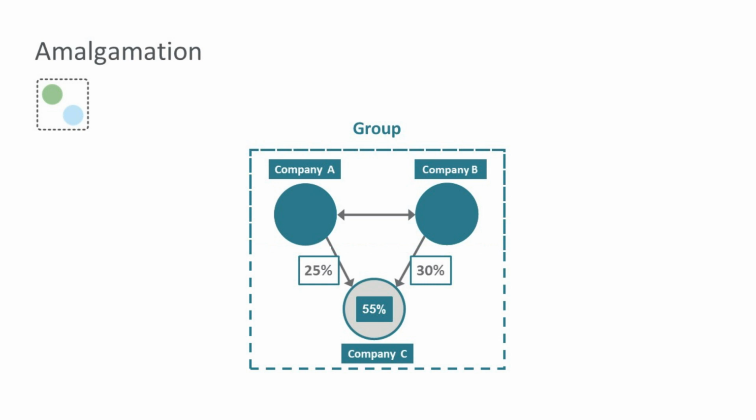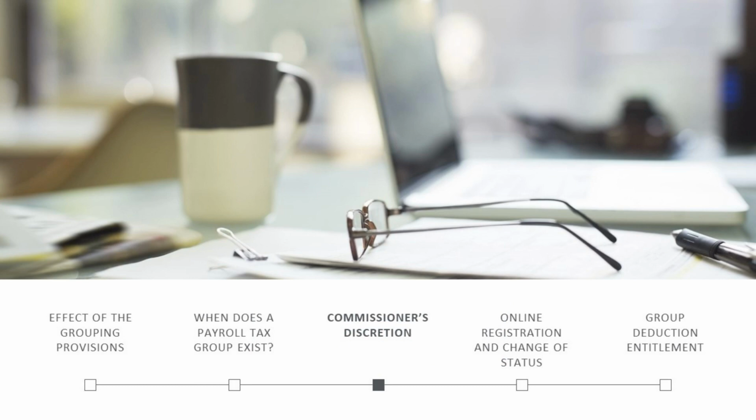This is another group type where the Commissioner of State and Territory Revenue Officers has discretion to degroup members in certain circumstances. Now that we've covered the ways in which a group can be formed, let's look in more detail at the discretion that the Commissioner of the relevant state or territory Revenue Office has to exclude or degroup a member.